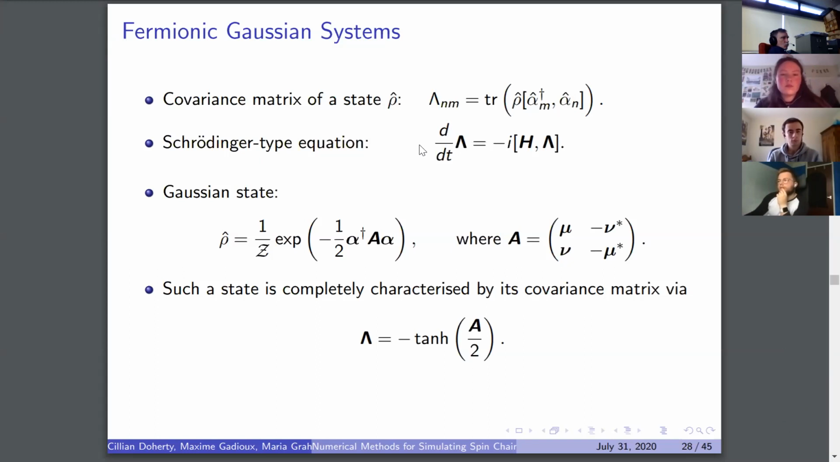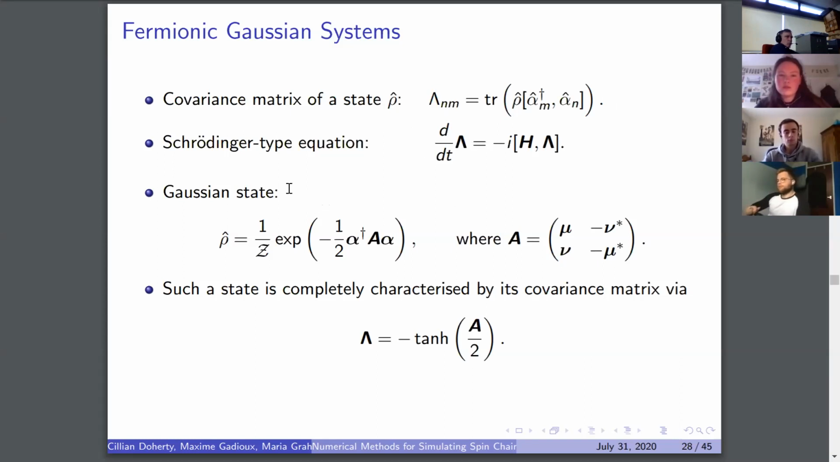And this is where the big speed up happens, because lambda is only 2n by 2n, whereas the state rho is 2 to the power of n by 2 to the power of n when you write it in matrix form. So it's far easier to evolve lambda than rho. And we'll see later that we can get back a lot of information about rho just from lambda. But as you can see here, the definition of lambda is not completely straightforward to compute, but in certain circumstances it is.